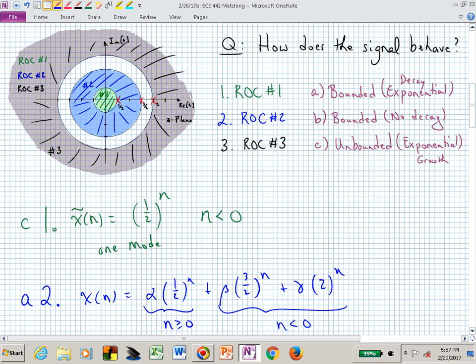Pardon? What if I had a pole at 1? What's the answer there? Not with that region of convergence, right? What did I say about poles and regions of convergence? Poles can't be in the region of convergence. So I couldn't have a pole at 1 and have that region of convergence.